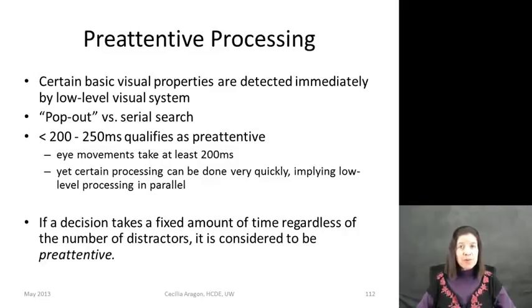It turns out that certain basic visual properties are detected immediately by the low-level visual system. It means they pop out at you rather than requiring a visual search through all the elements. In general, if the detection of a target takes less than about 200 to 250 milliseconds, it qualifies as pre-attentive. And the reason is because eye movements take at least 200 milliseconds. And yet we find that certain processing can be done very quickly, and this implies low-level processing in parallel before the eyes even have a chance to move.